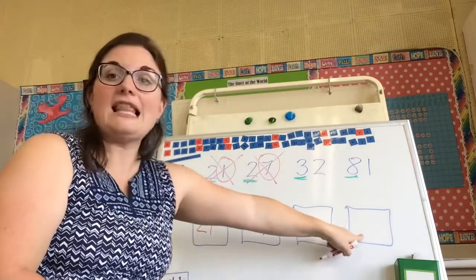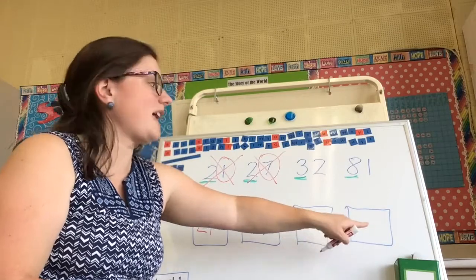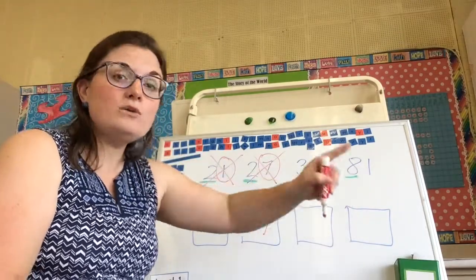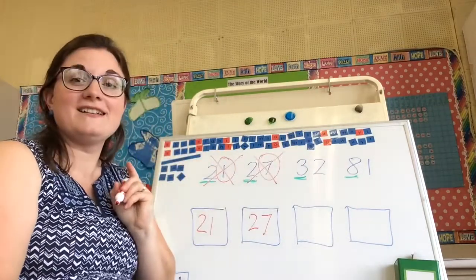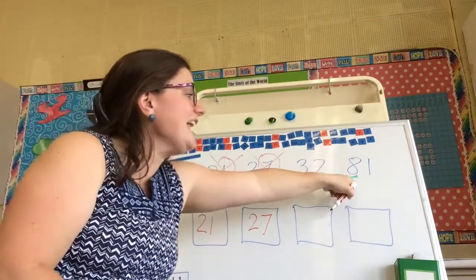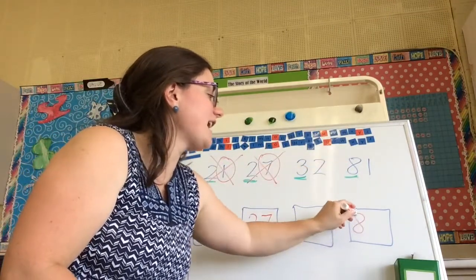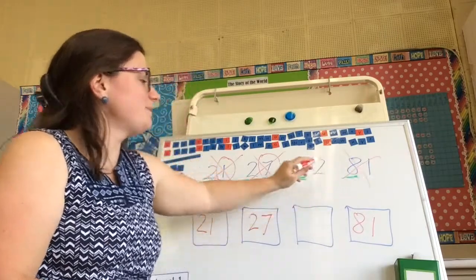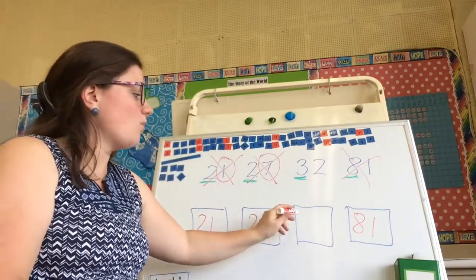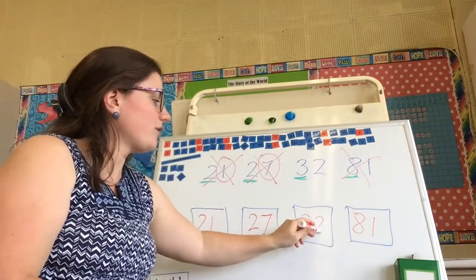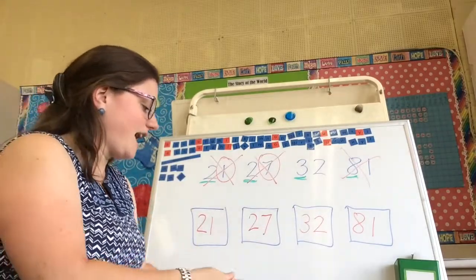I can do the last box because it's the biggest number. That has the most tens. And that number is, say it out loud, 81, because it has 8 tens. And then last, I just have 1 number left and 1 box to fill, and that is 32.